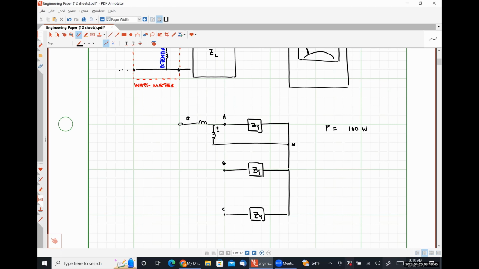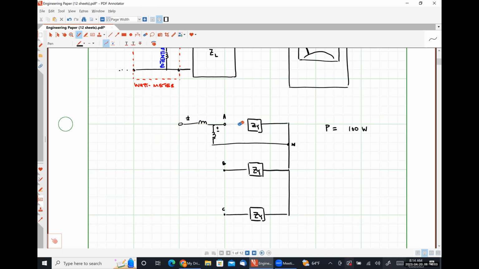So the average power is given by the watt meter. So that's something that we can measure. So what are two other quantities that we can measure so that we can figure out the apparent power? The voltage and the current. Absolutely right.